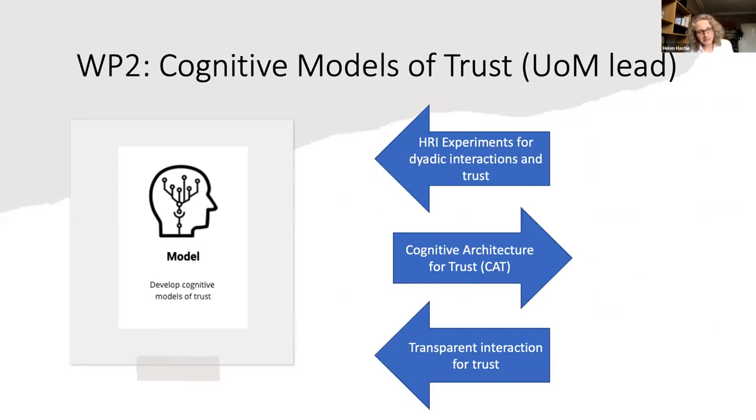We were hoping to run some experiments with humans, but we're not allowed to do that because of lockdown. So we're working on some other aspects that I'll explain. And then we're going to build this cognitive architecture for trust. And then the third aspect is around transparent interaction. Transparent interaction would feed into the cognitive model.